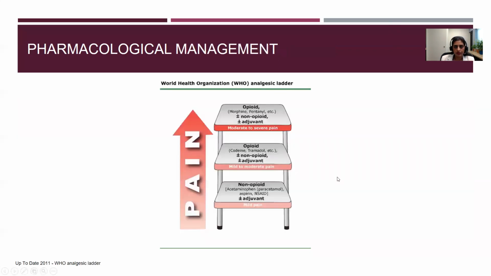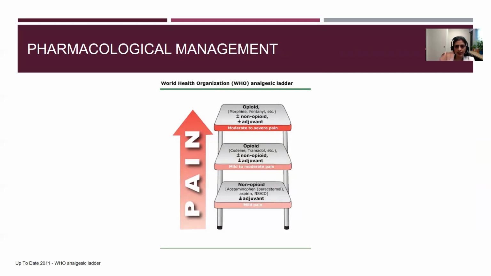So let's talk about pharmacological management. One of the best ways to look at this is to go through the WHO analgesic ladder. It's a progressive ladder which starts off at mild pain, where you may just use acetaminophen, aspirin, or NSAIDs to help with pain. Now, if the pain is moderate, then you can start adding a mild opioid, such as codeine or tramadol, and continue with your non-opioid management. And then if the pain becomes moderate to severe, then you're primarily adding a stronger opioid like morphine and fentanyl. And you can also continue with the non-opioid management.